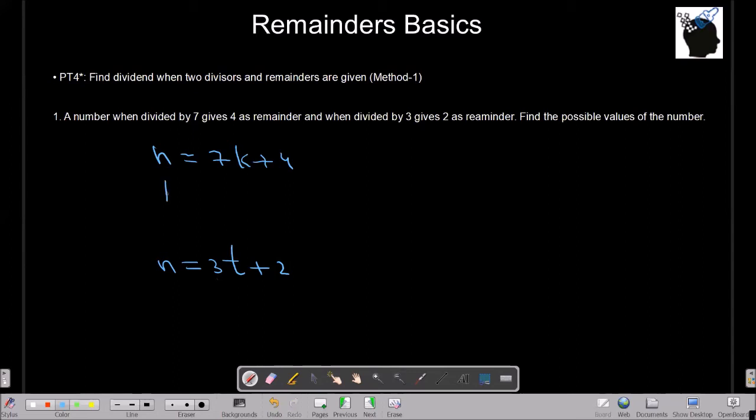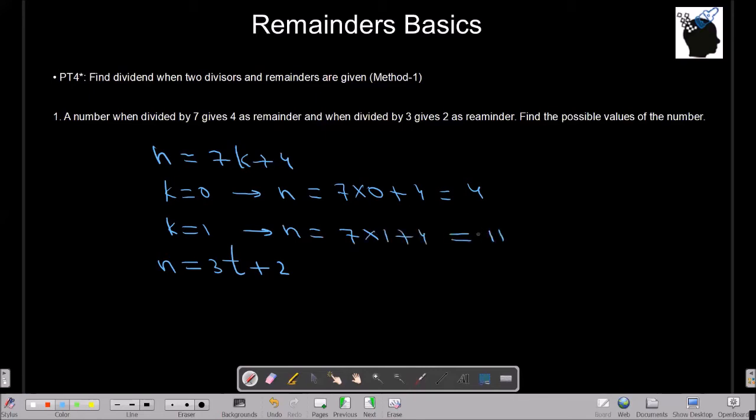So let's start by putting k is equal to 0. We'll get the value of n as 7 into 0 plus 4, which is nothing but 4. K is equal to 1, we'll get the value of n as 7 into 1 plus 4, which is nothing but 11. If you notice, the subsequent values will differ by 7 because that is the only thing which is getting multiplied by k. So I can write the values of n in the first case as 4, 11, 18, 25, 32, 39, 46 and so on.